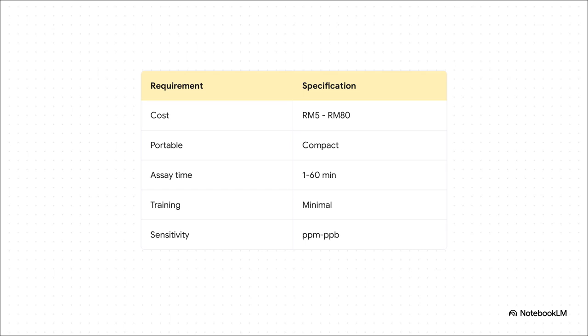Let's look at the specific requirements for environmental field applications, just to give you a sense of this shift from abstract science to hard commercial constraints. Look at the cost. We're talking RM5 to RM80 per analysis. Look at the portability. It has to be compact, with 0 external power required. Assay times need to hit that sweet spot between 1 and 60 minutes. The sensitivity still has to be phenomenal. We're talking parts per million or parts per billion, but it has to do all of that while being operated by someone with minimal training, standing in a muddy field, not a PhD scientist in a sterile lab.